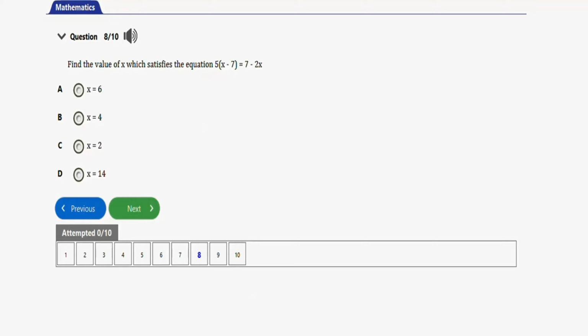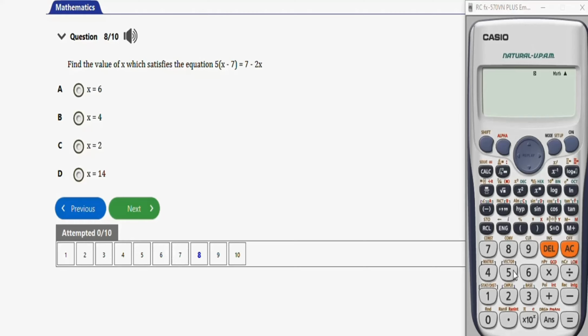Let's bring the calculator. For this question, it's going to be 5 in bracket x minus 7, close the bracket. So we have equals 7 minus 2x. Alright, that's it for this question. To solve, we shift calc, assign x to be 0, x equal to. So the answer was 6, option A. So we're making progress, guys.